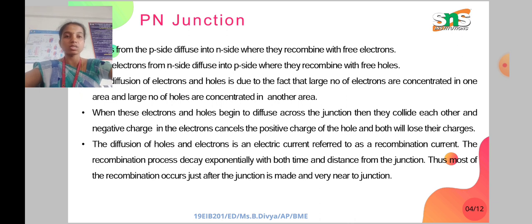The recombination process decays exponentially with both time and distance from the junction. Thus, most of the recombination occurs just after the junction is made and very near the junction. The place where electrons and holes recombine is called the junction, and the diffusion process takes place very near to it.